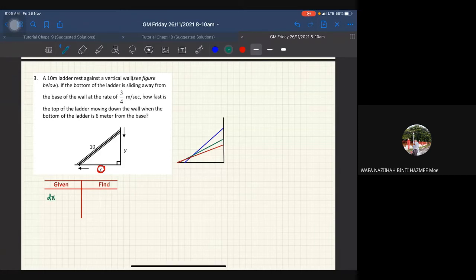And then soalan minta kat situ, how fast is the top of the ladder moving down the wall? Okay, so daripada sini, the next part dia minta kita cari how fast is the top of the ladder moving down. So, dia nak kita tentukan dy dt pula. Okay, so berapa laju, cepat mana y ni dia jadi lagi pendek with time. Okay, so dia nak kita cari dy dt sebenarnya. Okay, so we want to find dy dt. Okay, and then when the bottom of the ladder is 6 meter from the base. So awak ada when x is equal to 6.